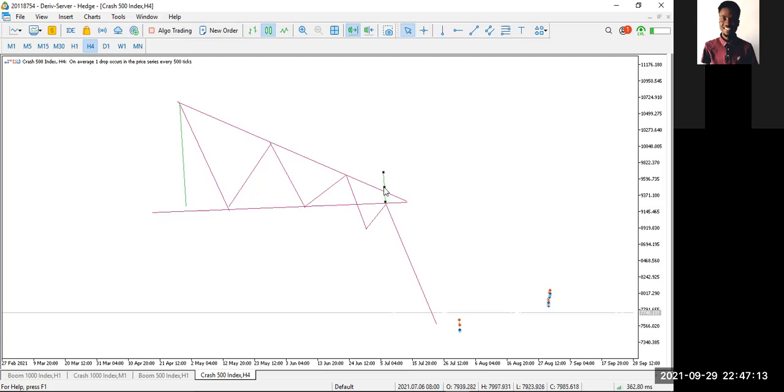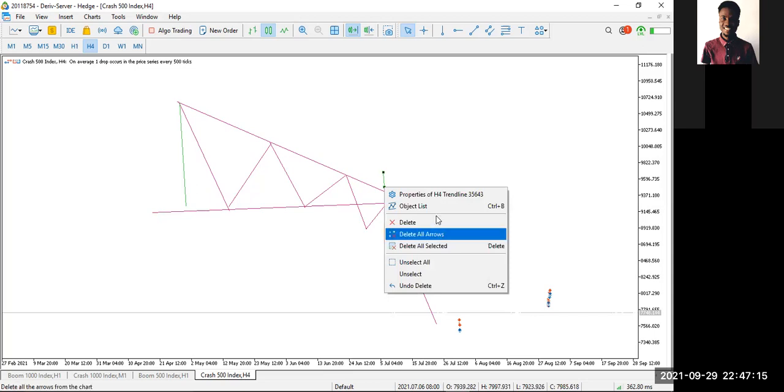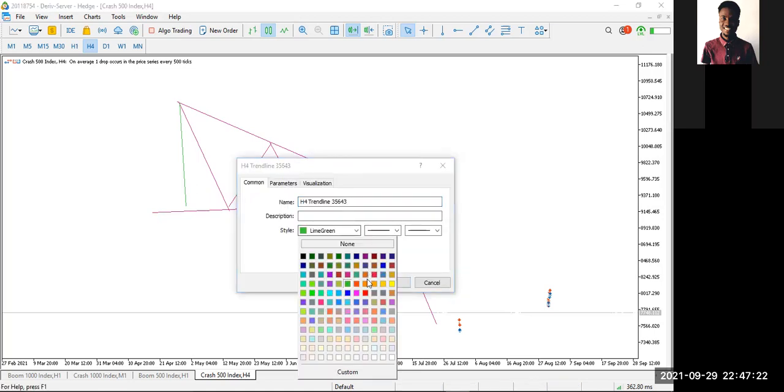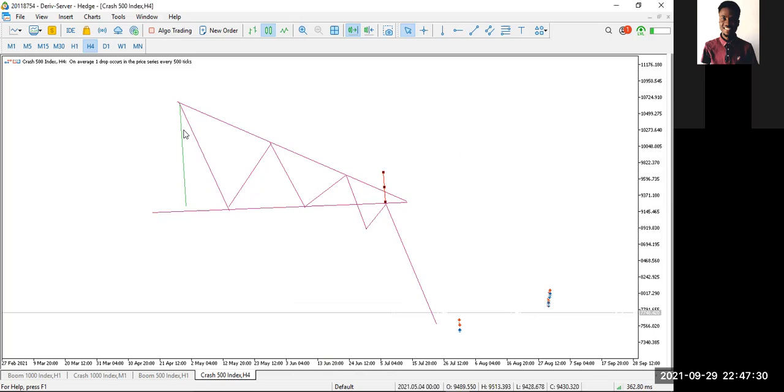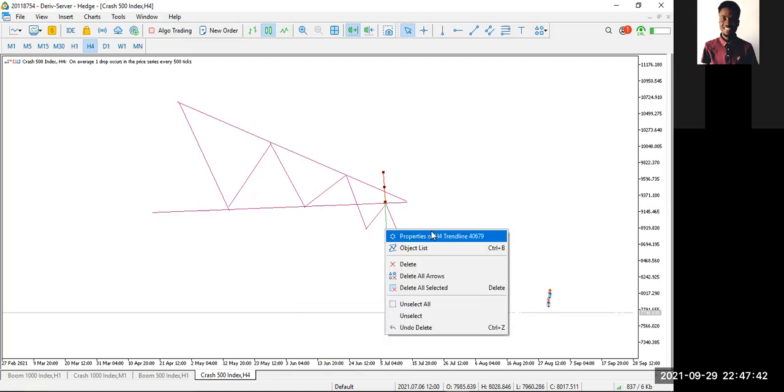So I've changed the color of this to red, to symbolize stop loss. After measuring that, you just bring it here. So this now symbolizes your take profit. So that will be all for the descending triangle.